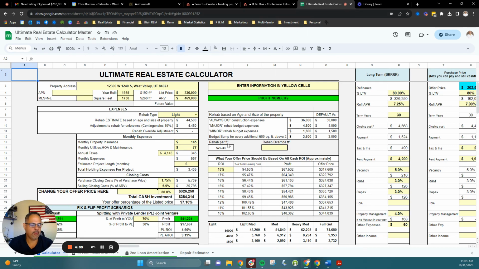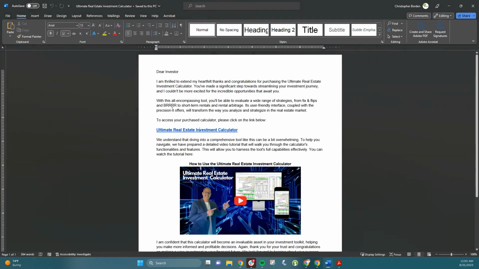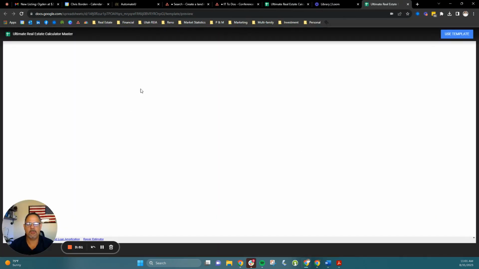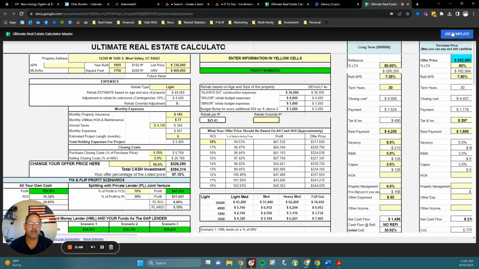So first off, once you've downloaded the purchase, you'll receive a letter similar to this, just thanking you for your purchase. The first thing you're going to do is go ahead and click on this link. Once you click on the link, you're going to see this investment calculator pop back up. However, you're also going to see in the top right hand corner, use template. You're going to want to click this button and download yourself your own copy of the particular calculator.